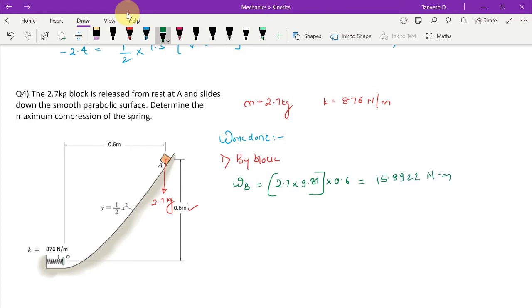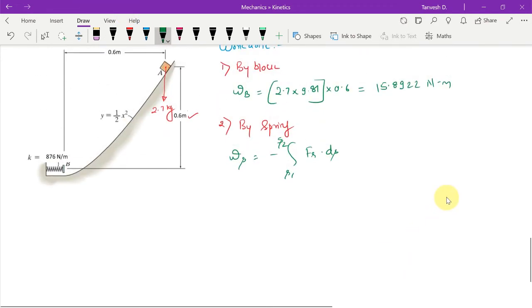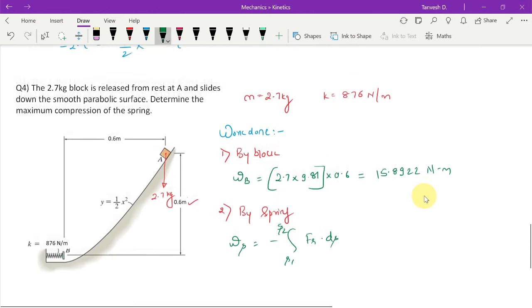Second, when the block reaches this point B, this spring will get activated, and it will also do work, but against the block. So by spring, work done by the spring or by the resistance, what we call Ws, is in negative integration of S1 to S2, the resistive force multiplied by the ds. So what is Fr here?